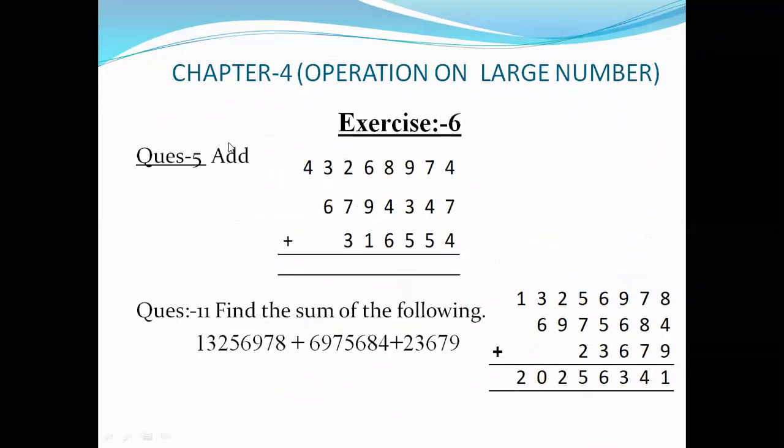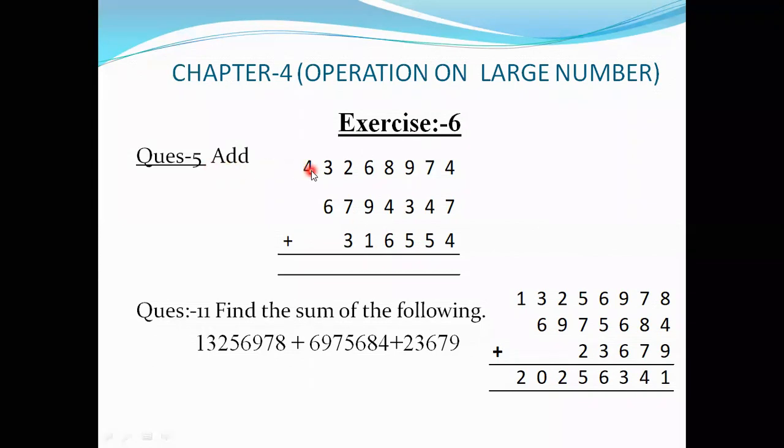The next slide is on addition. Now we try to solve some questions related to operations on large numbers. This is exercise 6, and the name of the book is Composite Mathematics. Here we discuss exercise 6, question number 5.